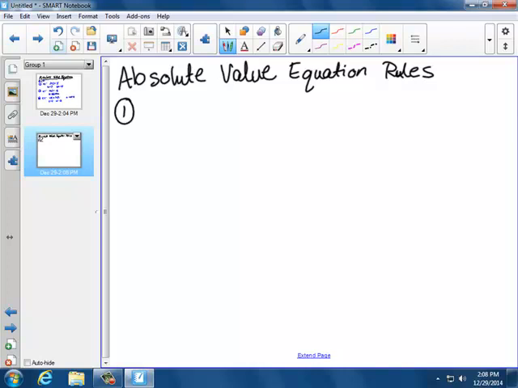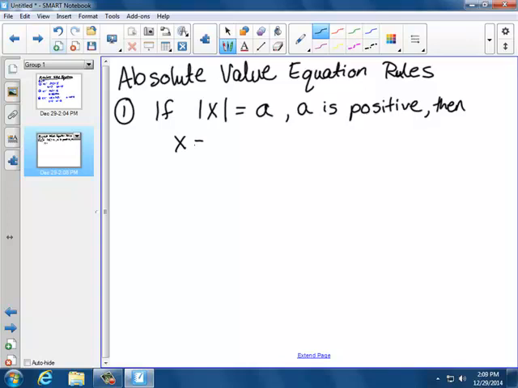So for situation 1, if the absolute value of a big X, I'm going to use a big X here because it could be not just a variable x, but something like 2x plus 1 or multiple things in there. So if we have the absolute value of X equals little a, and a is positive, then we solve X equals positive a or X equals negative a. Like with the first one, we got x equals positive 5 or x equals negative 5. Both of those answers worked.